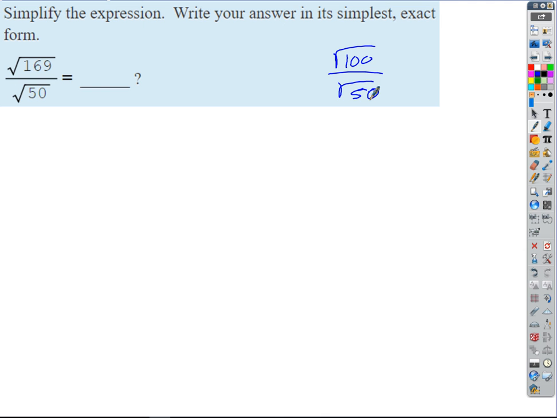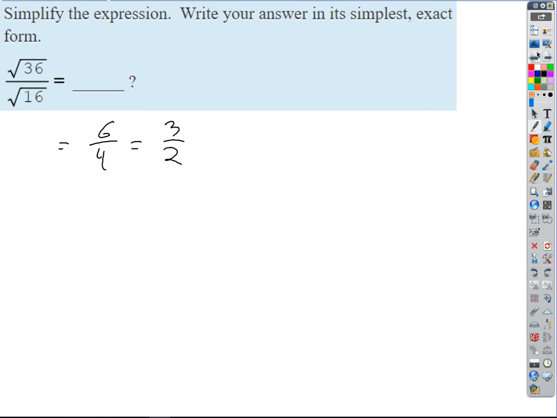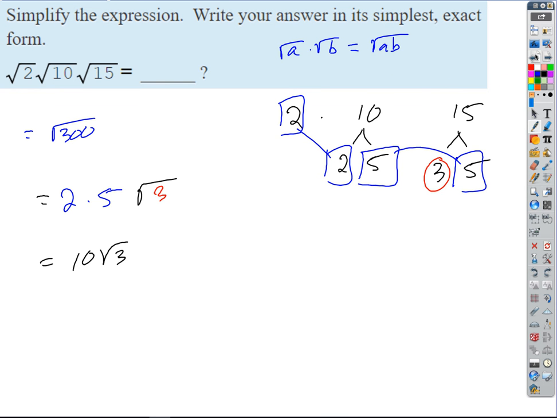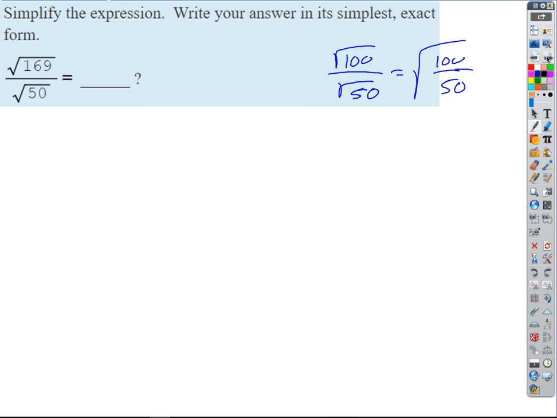In this case, it really would be helpful if we wrote this as one big square root, 100 divided by 50. And that's okay to do. Just like we had this property that we referred to a second ago, the square root of a times the square root of b equals the square root of a times b. What's the corresponding property you think for quotients?